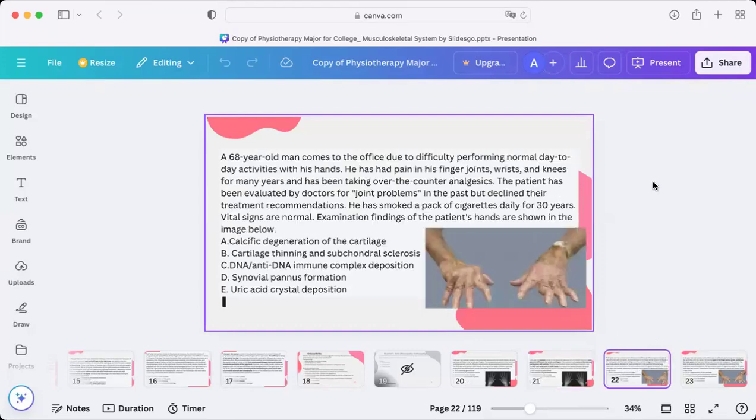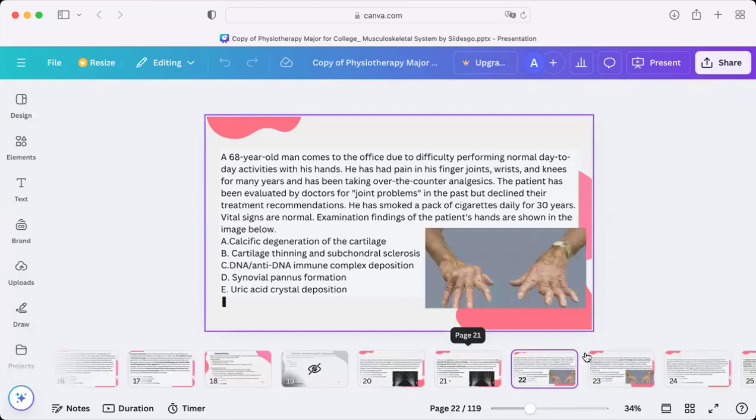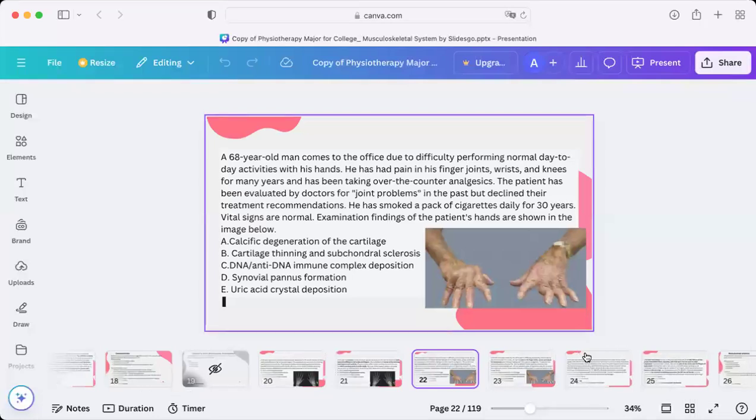We have a 68-year-old man that comes to the office with difficulty performing normal day-to-day activities with his hands. He has pain in his fingers, wrists, and knees for many years and has been taking over-the-counter analgesics. The patient has been evaluated by doctors for joint problems in the past, but declined their treatment recommendations. He smoked cigarettes for 30 years. Vital signs are normal. Examination of the patient's hands is shown in the findings. What are we going to see? Calcific degeneration, cartilage thinning, and subchondral sclerosis; anti-DNA immune complex deposition; synovial pannus formation; or uric acid crystal deposition?